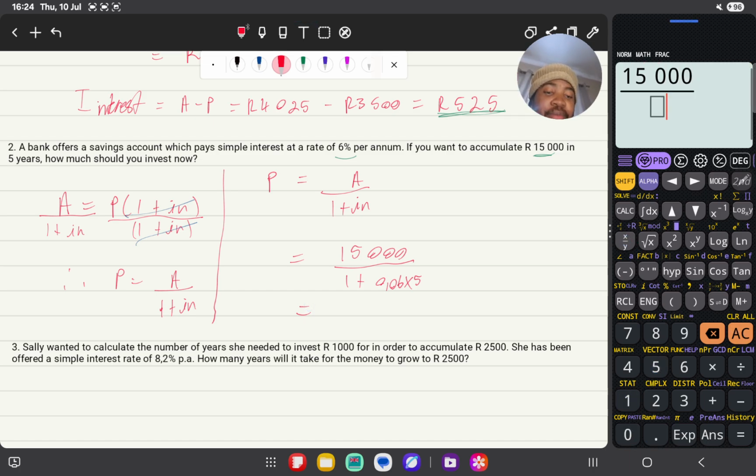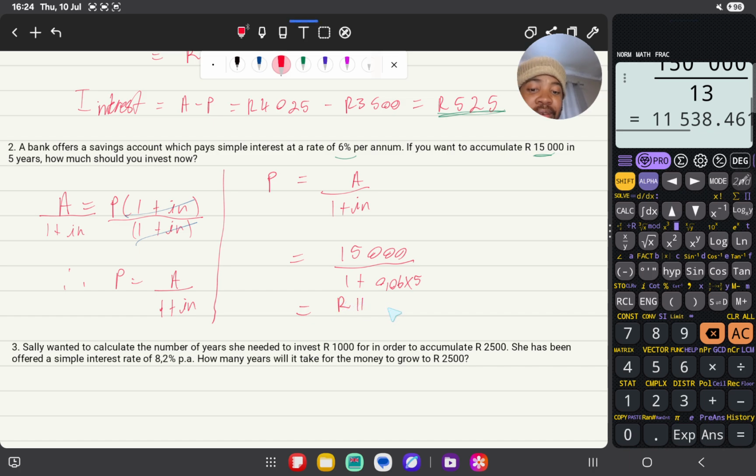15,000 divided by 1 plus 0.06 multiplied by 5. And now, how much am I getting? I am getting 11,538.46, right? So now this is how much I have.